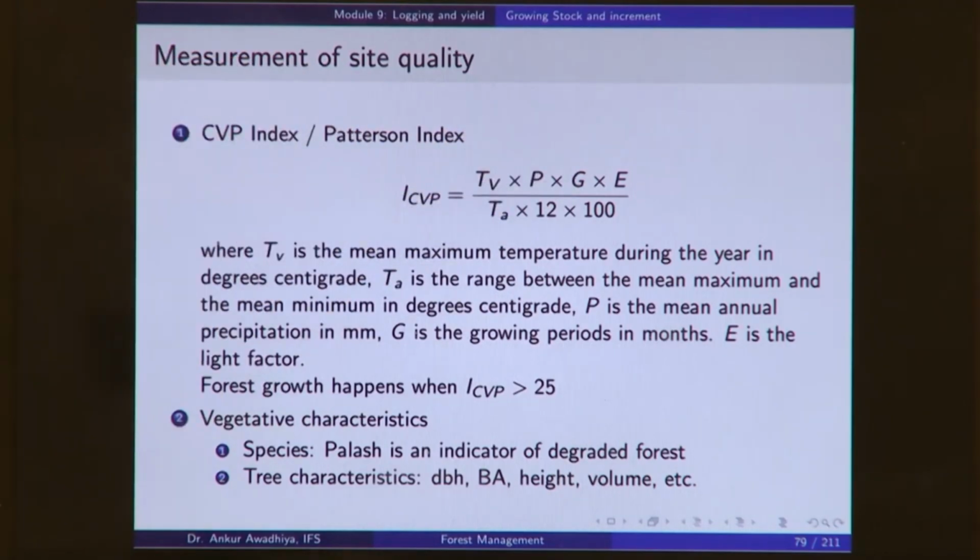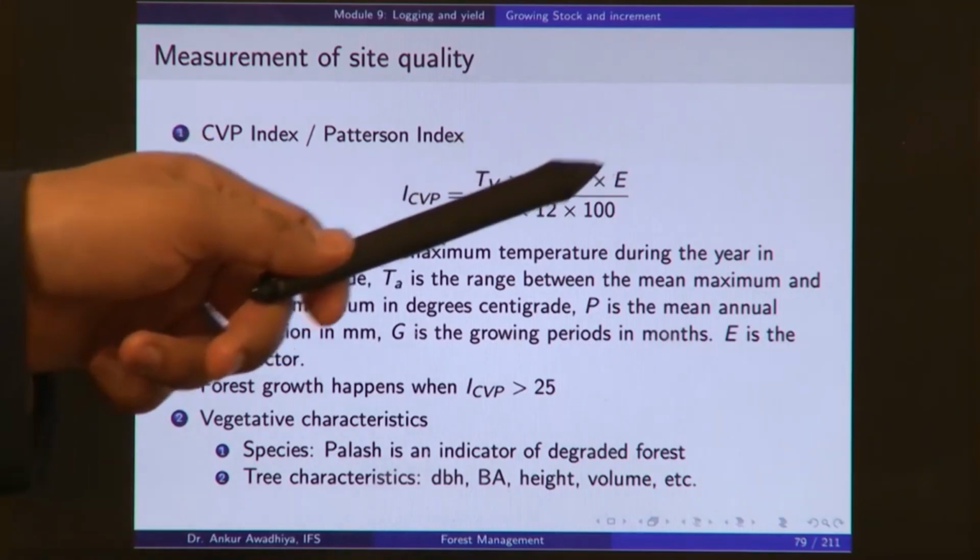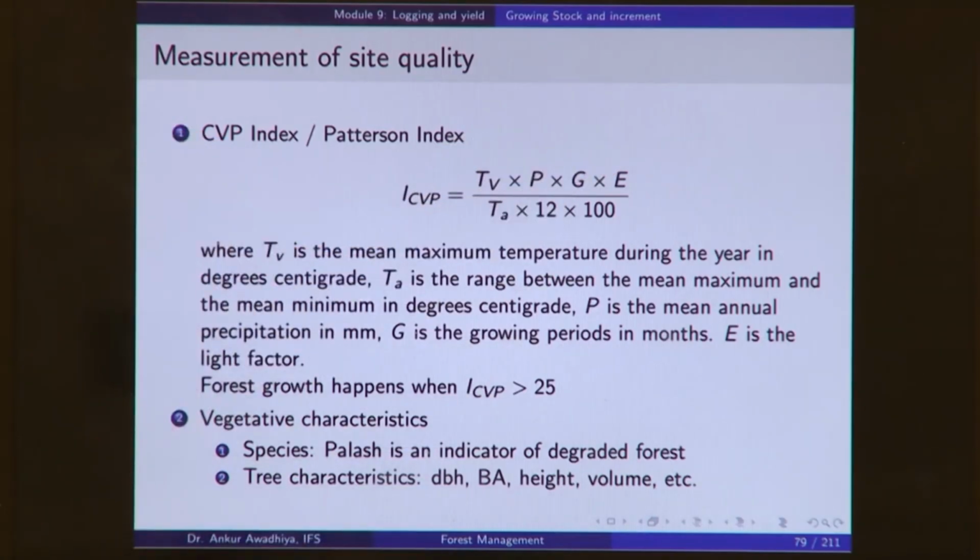So, how much is the growing period? Do you have a growing period that is say only 2 months, or do you have a growing period that is say 10 months? So, more the growing period, more the CVP index, multiplied by E divided by 100, which is the light factor. What is the availability of light in the site? So, it is talking about the temperature. Higher the temperature, higher the CVP index. It talks about the precipitation of the site, more the amount of water, more is the CVP index. It talks about the growing season, more is the growing season, more is the CVP index.